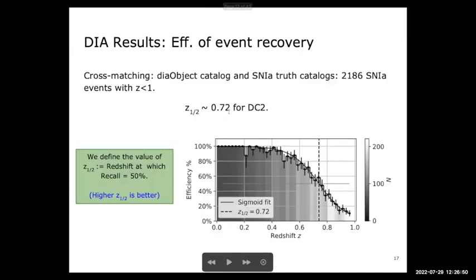All right. We can also combine every epoch for every supernova and, using the redshift information, obtain an efficiency of detecting an event. So what we can also derive is a 50% efficiency redshift value, or redshift cut, which is 0.7. Of course, higher is better for this kind of metric.